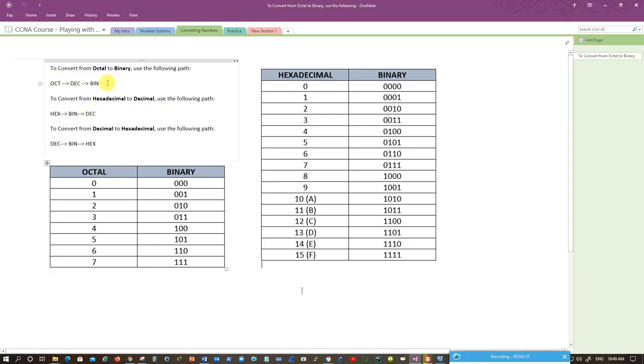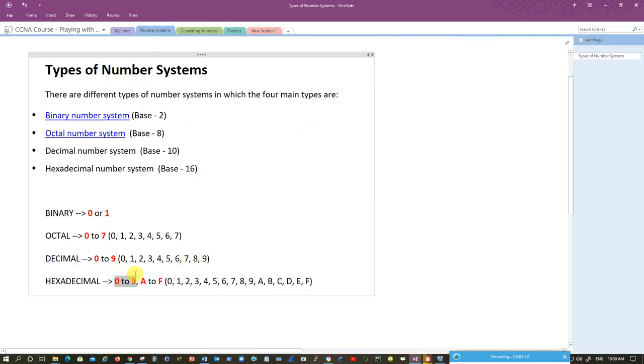Here I mentioned, if you want to convert from octal to binary, you can follow this path. Convert the octal number into decimal, then to binary, and likewise you have other conversions. You can see the tables here. Octal is using 3 bits to represent, and hexadecimal is using 4. Why? If you look at the numbering system, the total number of digits for octal is 8, and if I want to convert 8 into binary, I require at least 3 bits to represent it. I will show you, inshallah, when it comes to conversion.